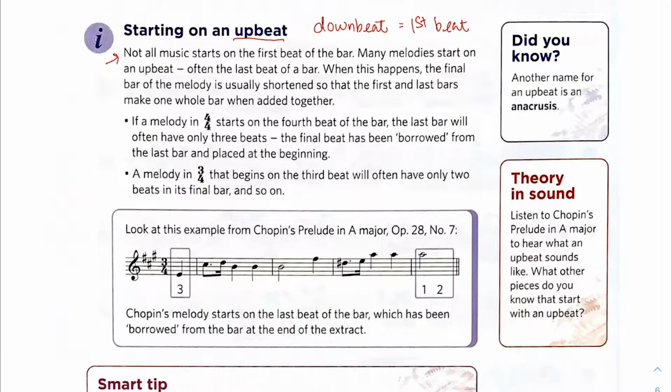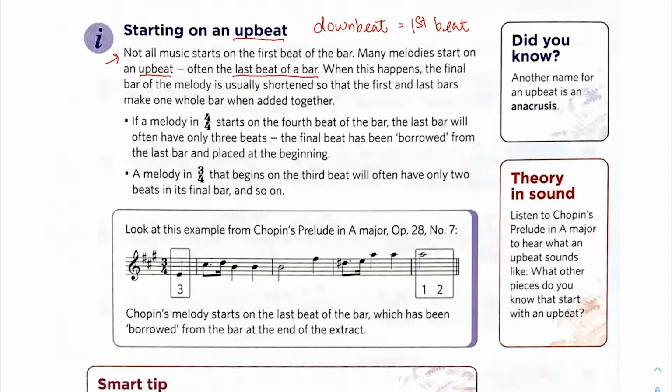Not all music starts on the first beat of the bar. Many melodies start on an upbeat. The upbeat often is the last beat of a bar. When this happens, the final bar of the melody is usually shortened so that the first and last bars make one whole bar when added together.